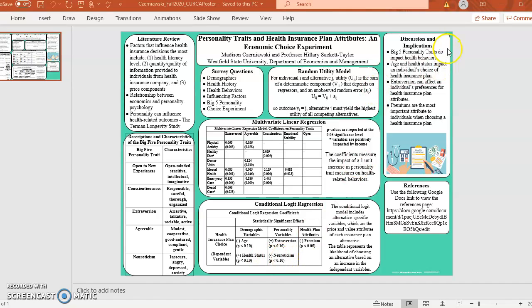We then discussed some of our implications and results that we got from our project right here, and then we included a link to a reference page on a Google Doc right here.